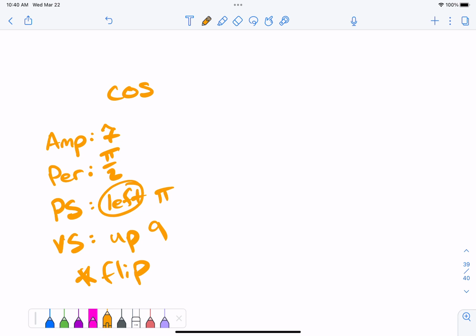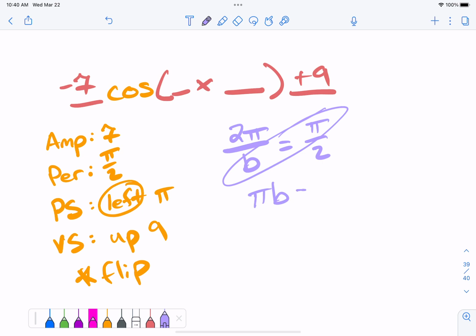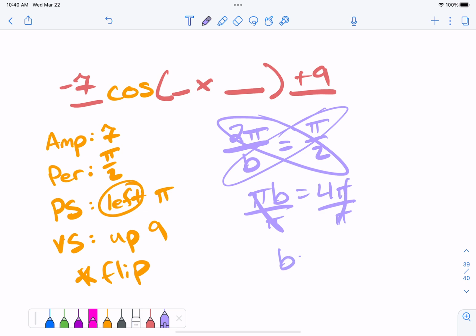All right, here we go. Let's go through it. If you're struggling, here you go. Blank x, blank, and then blank. So I know that this is -7, and I know that this is +9. Okay, to find period, I do 2 pi over b for cosine, right? But that has to be equal to pi over 2. Do you cross multiply? Yeah. Okay, so pi b equals 4 pi, and if you divide by pi, b is 4, right? The b value is 4.